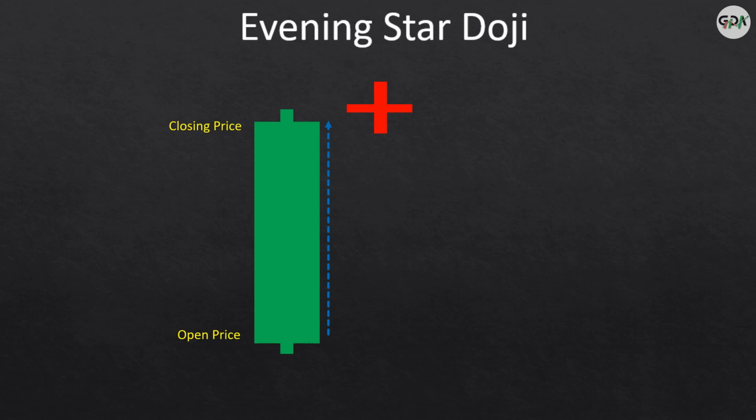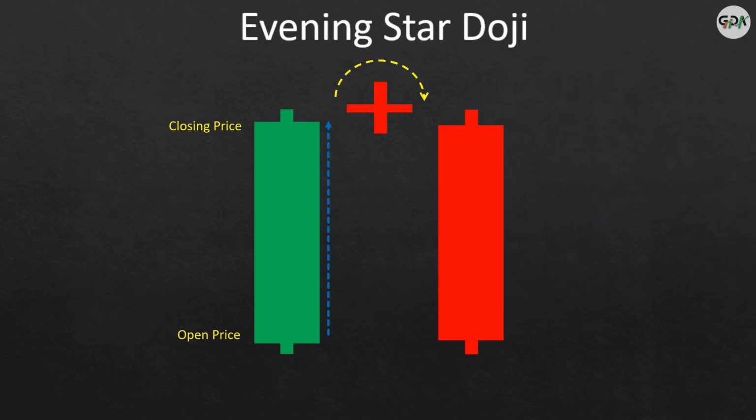Neither bulls nor bears have proved their strength. Third candle reveals that bears have shown their potential. Candle was opened here, traveled towards downward direction and closed here by formation of solid red candle. Formation of evening star doji at resistance level is considered as the best bearish reversal pattern.